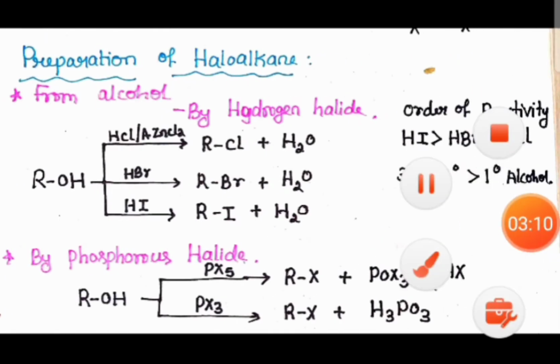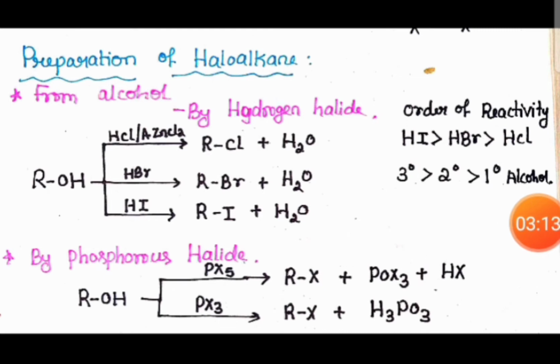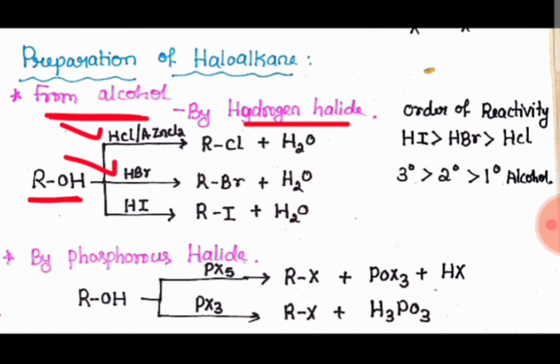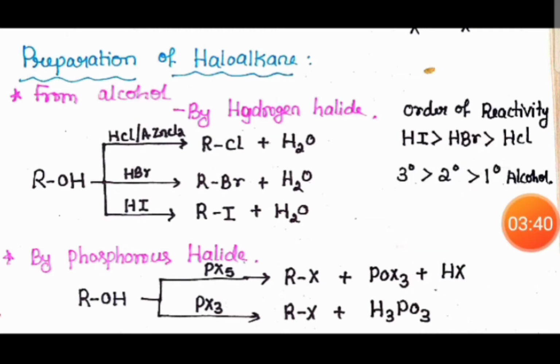Now let us see the preparations of haloalkanes. Let us start with the alcohol. From alcohol, ROH is alcohol, and alcohol by treating with hydrogen halide like hydrogen chloride, hydrogen bromide, hydrogen iodide, when we treat in the presence of anhydrous zinc chloride, we will get respective alkyl halides along with the liberation of water molecule. And here the order of reactivity is that hydrogen iodide is more reactive.